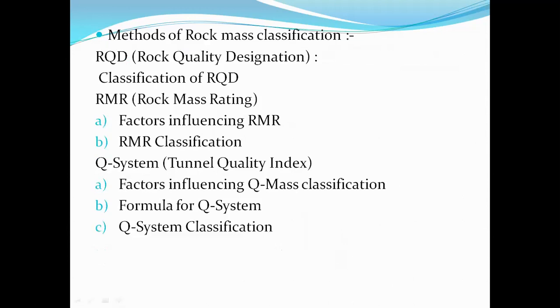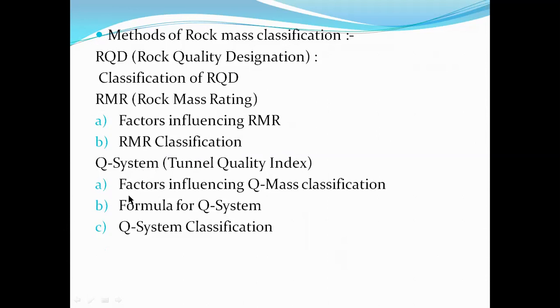Next, we also discussed different methods of rock mass classification. In the earlier video, I covered the RMR, rock mass rating. What are the factors that influence the rock mass rating? And the RMR classification: based on this rating, how exactly are the different ratings given based on the results of the RMR? How is the classification being made? That also we discussed. Then we moved on to the Q system.